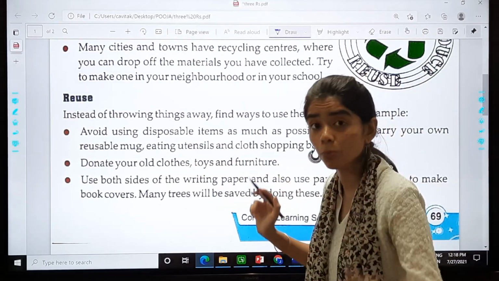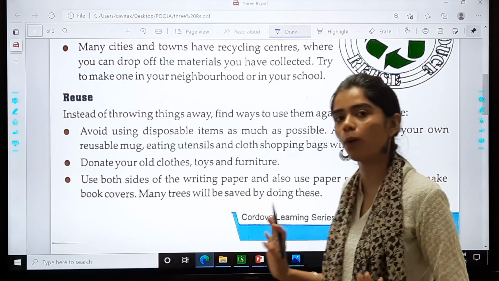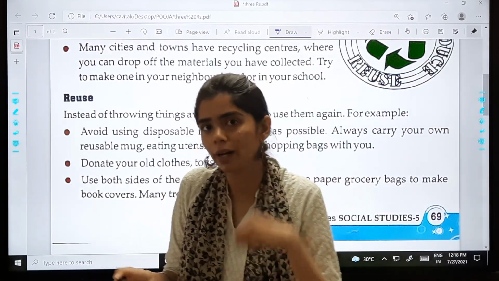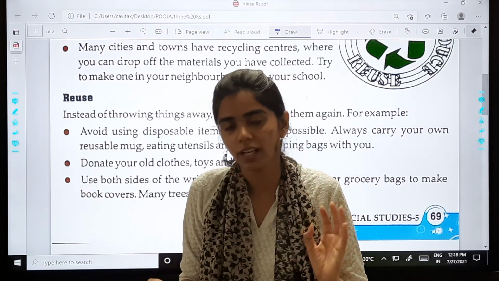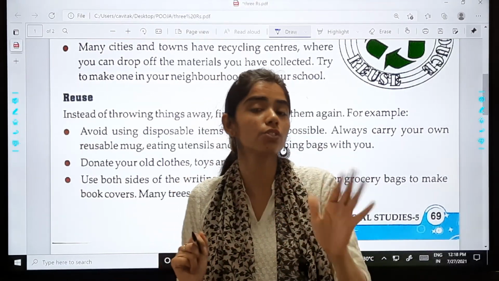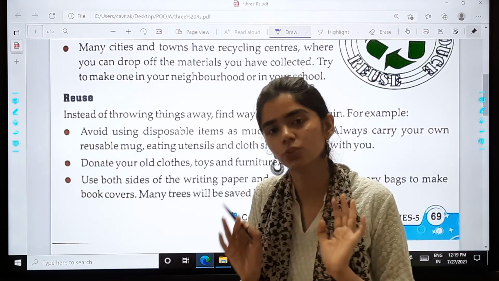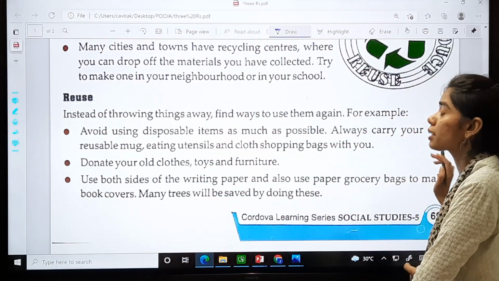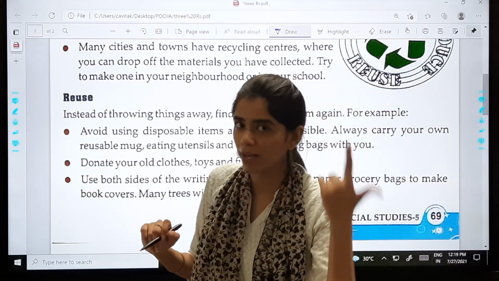Avoid using disposable items as much as possible. Why should we avoid disposable items? See, because once we use it, we have to throw it. Right? If we use it once, we have to throw it. That's it. That is how long its life is. So avoid using that. Always carry your own reusable mugs.